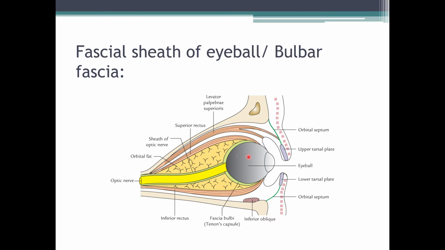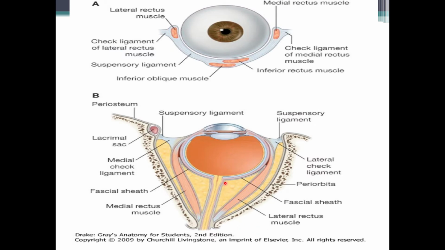Now, what are these expansions? This is important. You can see this is a facial sheet, and over here it is inserted at the sclerocorneal junction. Now you can see that this sheet is providing certain expansions to each and every muscle, to the ligaments or the attached part of the muscles. One of the most important expansions is the medial check ligament and the lateral check ligament. Now what are they? They are nothing but the tubular sheet.